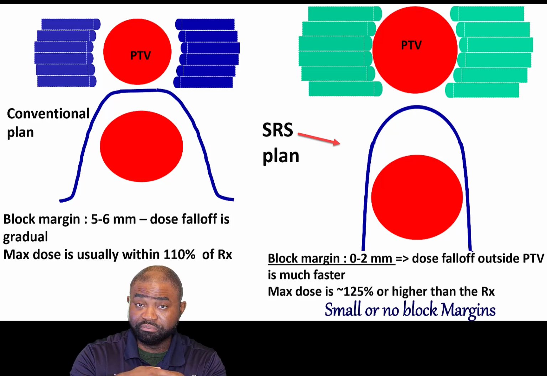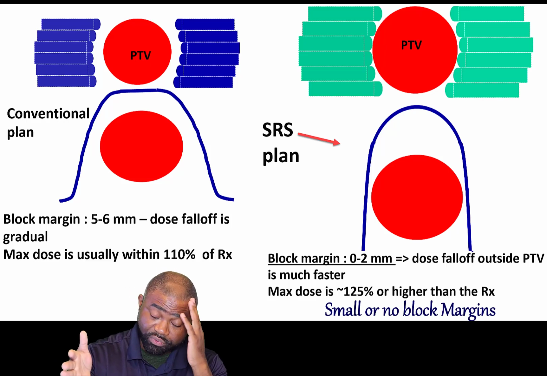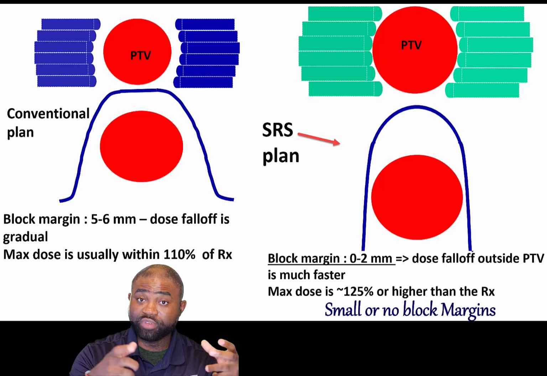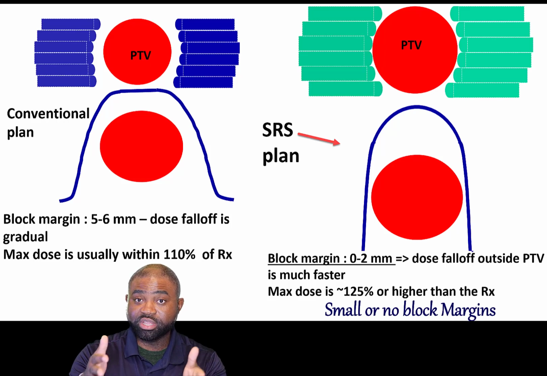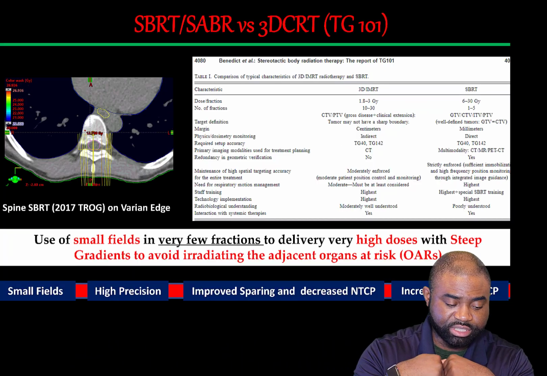Now, in terms of margins, like I did before, for conventional cases, the margins are in centimeters, but for stereotactic procedures or radiosurgery and SBRT, the margins are typically in millimeters. And sometimes we don't use any margins at all. And we are going to talk about it in detail very soon in the future.